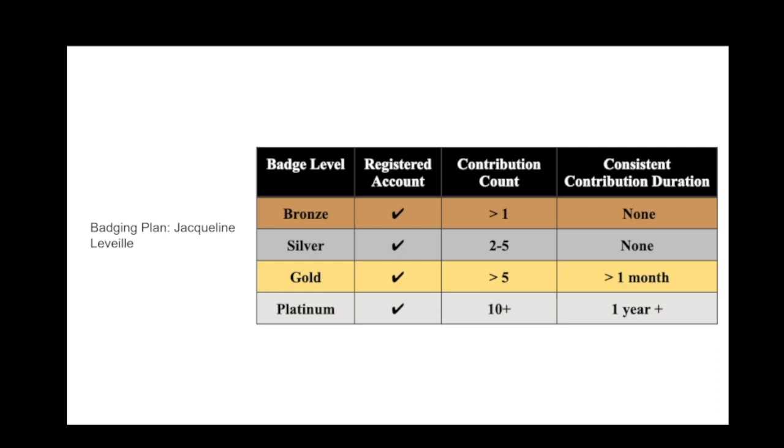You register your account and you contribute. If you make more than one contribution, you get a bronze badge. If you contribute 2 to 5 times, you get a silver badge. If you contribute more than 5 times, and you also contribute consistently, say more than once a month, you get a gold badge. And if you contribute even more and more frequently, then you get a platinum badge.